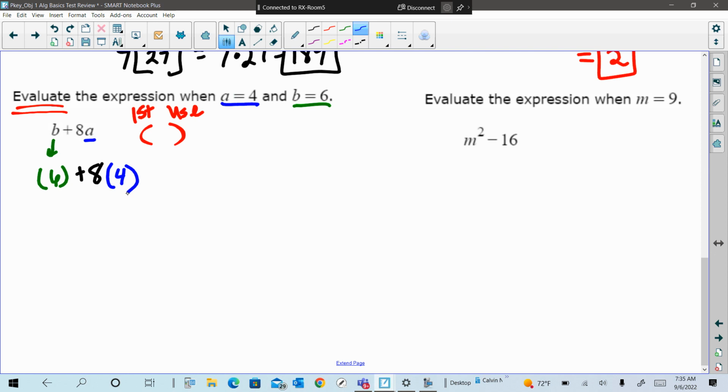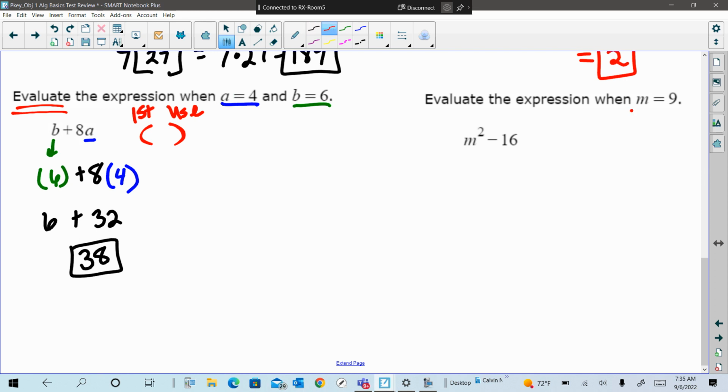Once you do this, you have to just follow order of operations. So just make sure you substitute correctly. So this gets simplified as 6 plus 32, which comes out to be 38. Okay.